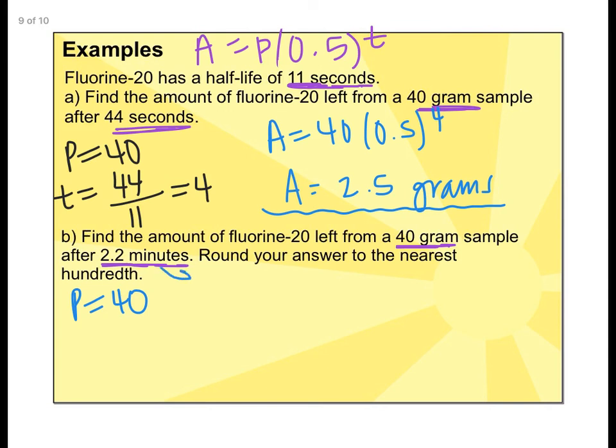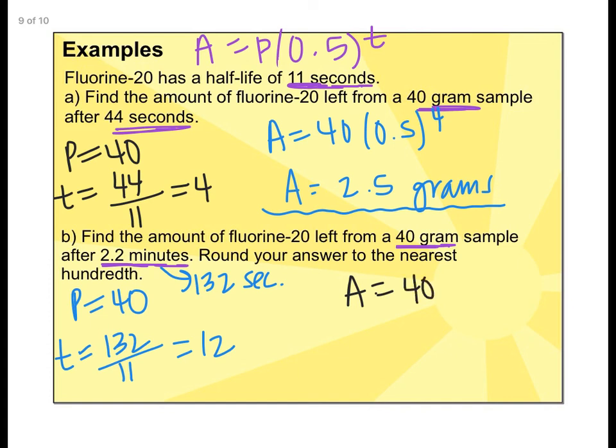So I would convert the 2.2 minutes to seconds, so multiply by 60, and I get 132 seconds. So now I can calculate my t. I'll take 132 seconds divided by 11 seconds per half-life, and I get 12 half-lives. Now I'm going to go ahead and simplify this in my equation. So I get A is equal to 40, my initial amount, times 0.5 to the 12th power. So go ahead and simplify that in your calculator.